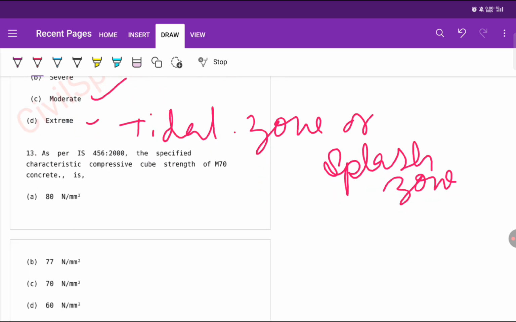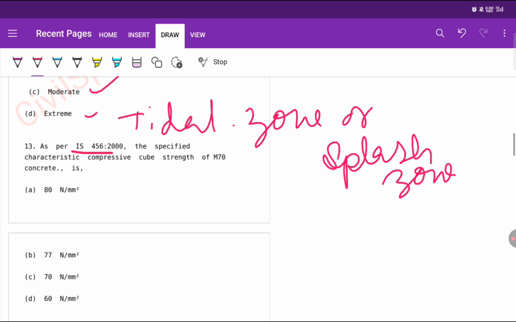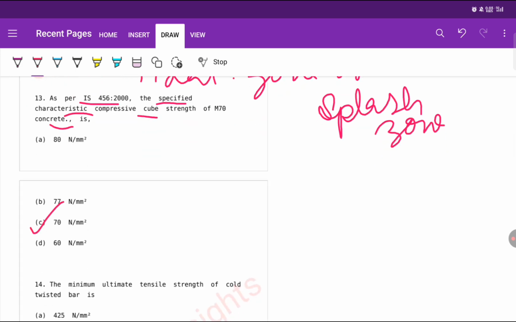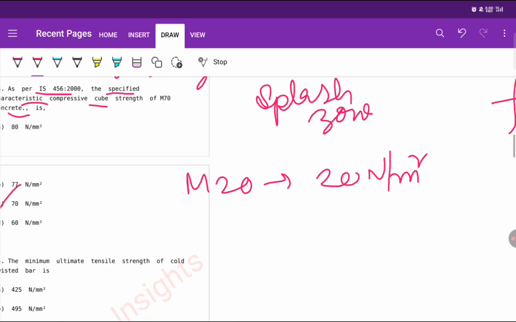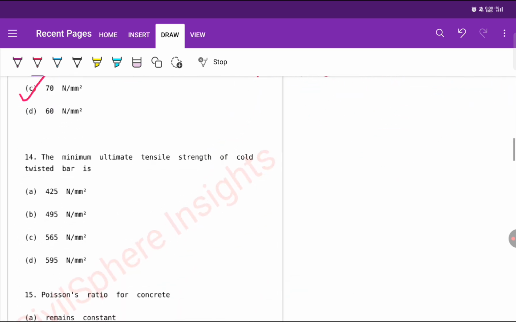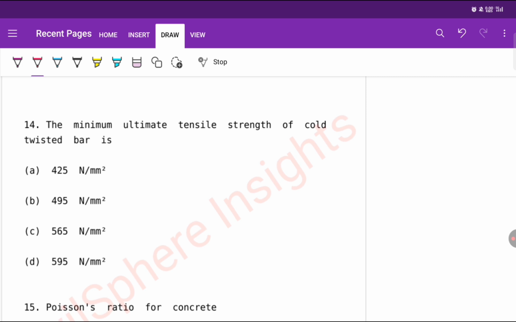Okay, coming to the next question, as per IS 456 2000, the specified characteristic compressive strength of M70 concrete. So characteristic compressive strength of M70 concrete will be 70 Newton per mm square. Okay, option C is the correct answer. So for M20, what will it be? Characteristic compressive strength, that is 20 Newton per mm square. Okay, coming to the next question, the minimum ultimate tensile strength of cold twisted bar is, so minimum ultimate tensile strength of cold twisted bar.